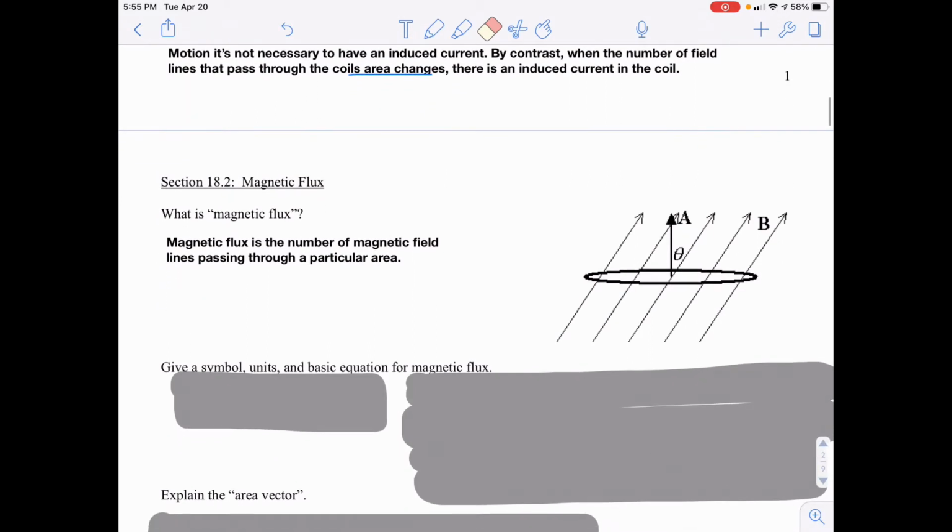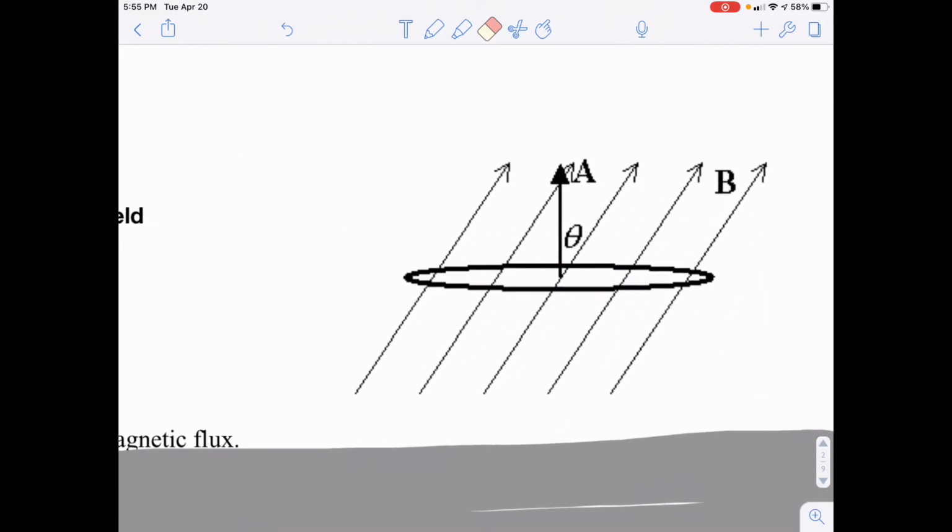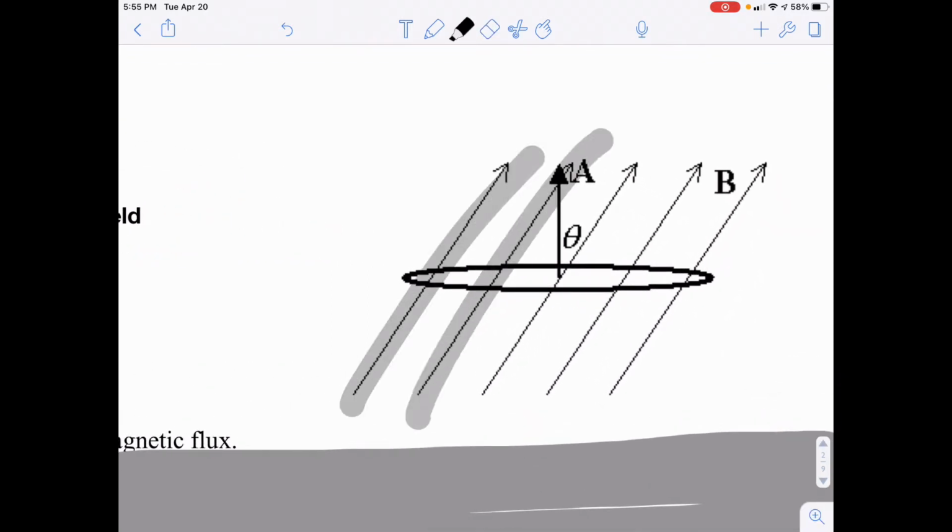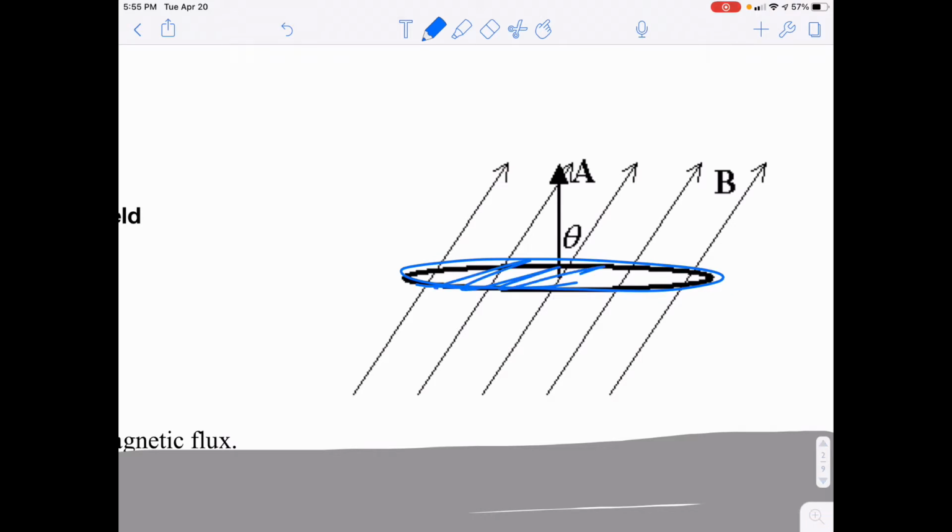Now, we're going to define something here. If you look at the picture, you have the field lines that are passing in some direction through the loop, and you have the area, the flat plane of the loop, and you have this thing called the area vector. If this is the plane, the area vector is really the normal to the plane of the loop. So the area vector is also referred to as the normal vector.